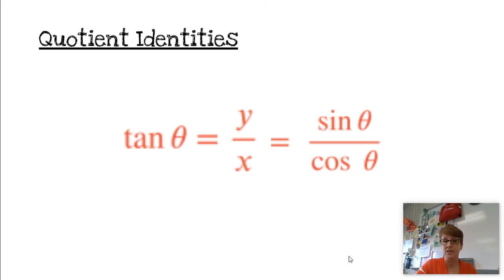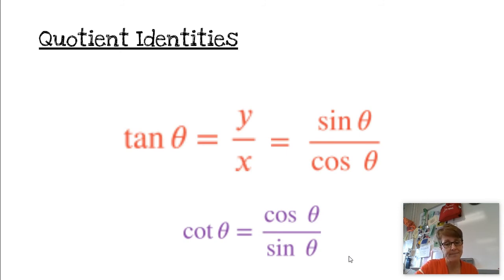And then because we know about reciprocals, we can say that the reciprocal of tangent, or cotangent, is equal to the reciprocal of sine over cos, which is cosine over sine. So tangent is sine over cosine, that's just y over x, and cotangent is cosine over sine, which would be x over y. Okay, so again, those are our two quotient identities. Okay, next slide.